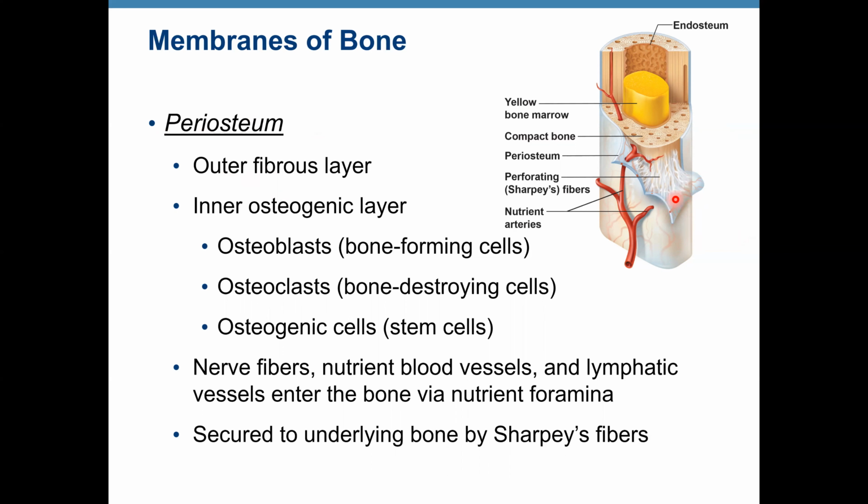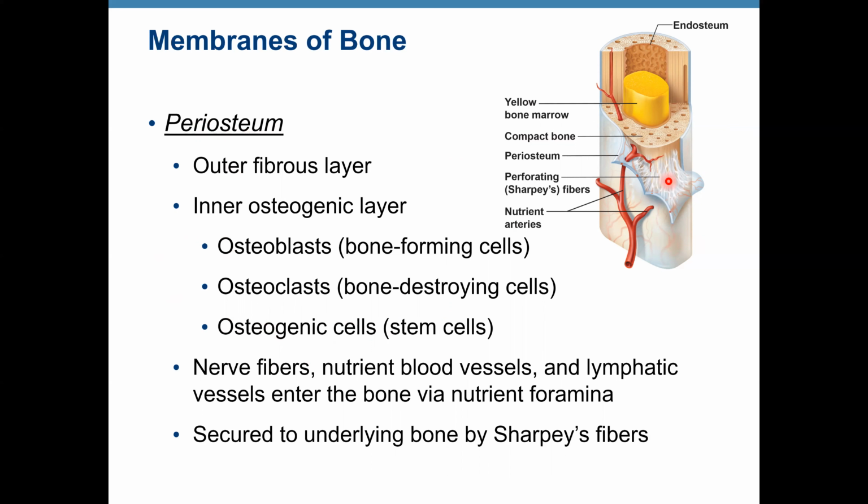But the periosteum itself has two layers, outer and inner. And in the inner periosteum layer, we have osteogenic cells. We have osteoblasts, osteoclasts, and stem cells. Osteoblasts are bone-forming cells, osteoclasts are bone-destroying cells, and osteogenic cells are stem cells. They can differentiate into osteoblasts, right? So again, the periosteum is the outer layer, but the periosteum itself has outer and inner layers, and the inner layer has those osteogenic cells.